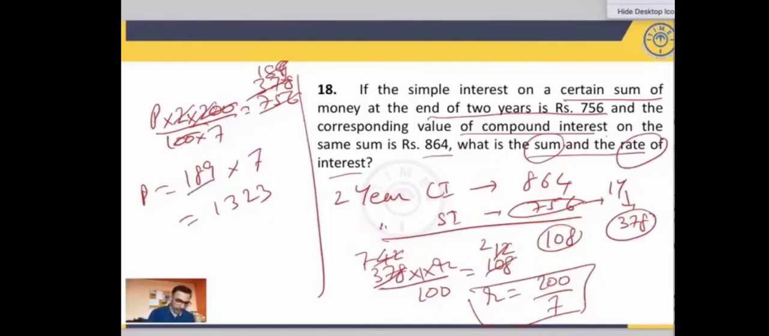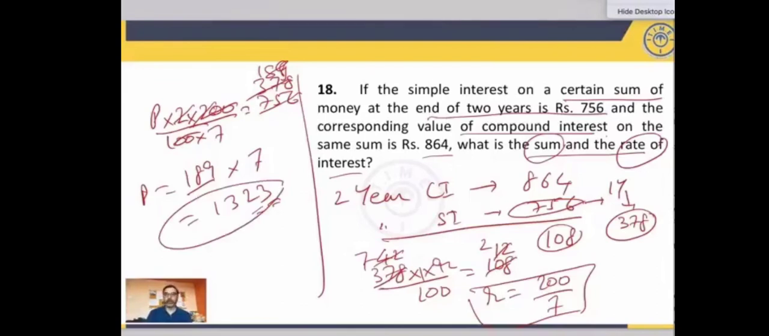Or you can straight away multiply. 9 into 7 is 63, 3 carries 6. 8 into 7 is 56, 56 plus 6 is 62, 2 carries 6. 1 into 7 is 7, 7 plus 6 is 13. So the principal is 1323.